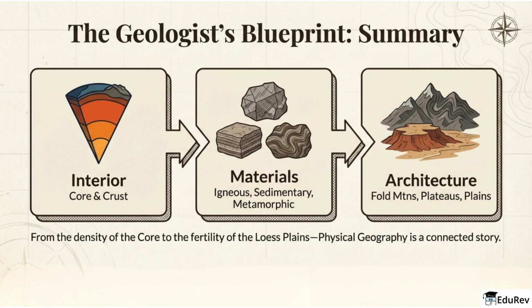Let's summarize like a geologist. First, interior: core and crust. Second, materials: igneous, sedimentary, metamorphic. Third, architecture: fold mountains, plateaus, plains. And the final line ties it together. From the density of the core to the fertility of the loess plains, physical geography is a connected story. If you can explain it in this sequence, you are exam ready.